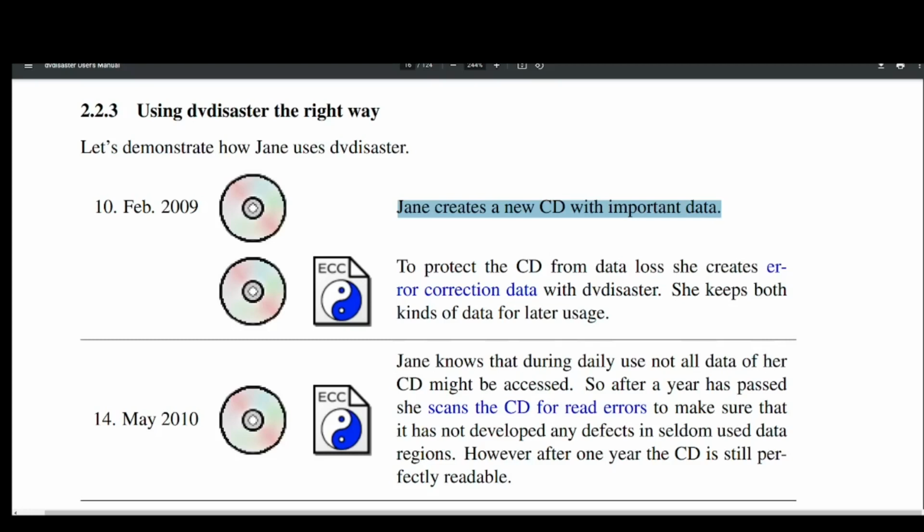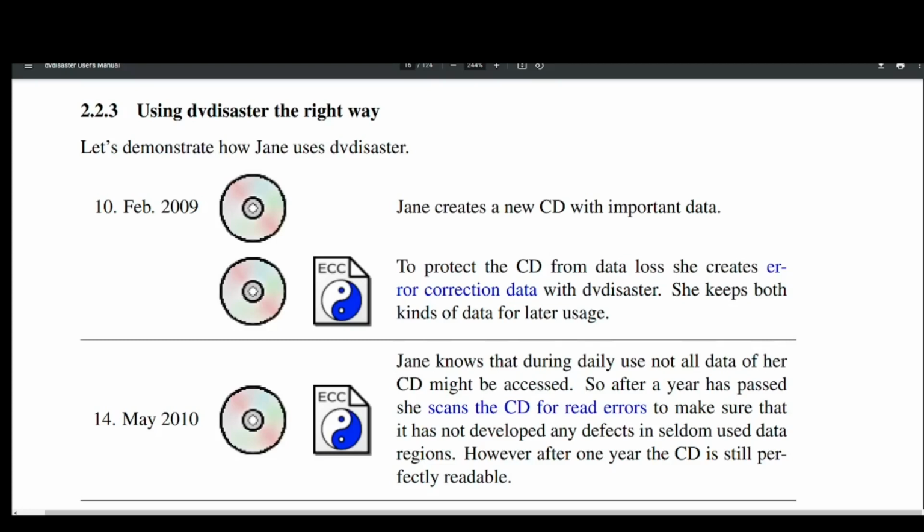She keeps both kinds of data for later use. Now, in the symbols here, I just want to point out something. They have the CD symbol two times. And in my frequent commentary about archival, I've always pointed out that whether it's backup or archival, we want to have at least two copies plus the original data, one on-site, one off-site. So Jane is smart. She has created two copies here. But the thing I wanted to point out is that there's one ECC file.